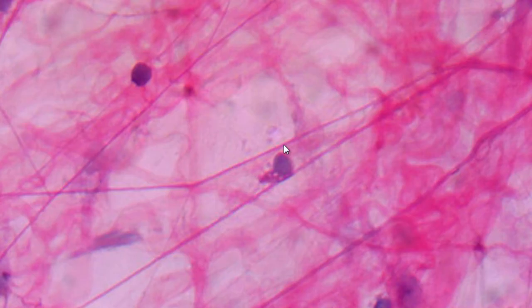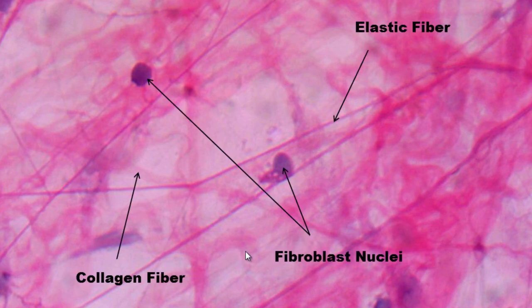By the time we get to the 40x objective and we're looking at this tissue at 400 times total magnification, we can see its components quite clearly. Here you can see elastic fibers, we can see nuclei for the fibroblasts, and we can see some of these collagen fibers that give added strength.